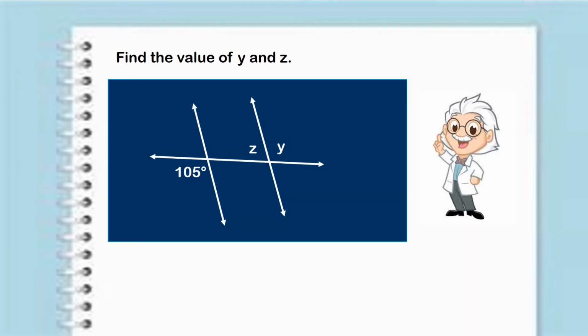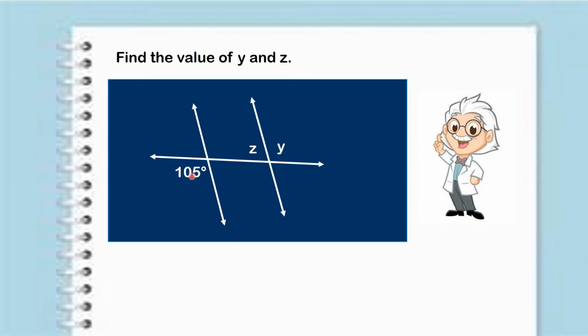Okay, let's try this one. We're going to find the value of y and z given the figure below. So this is the z, representing this angle here, and the y here. Given the measure of the angle here, which is 105 degrees. So how do we get the answer? How to find the value of z here and y?